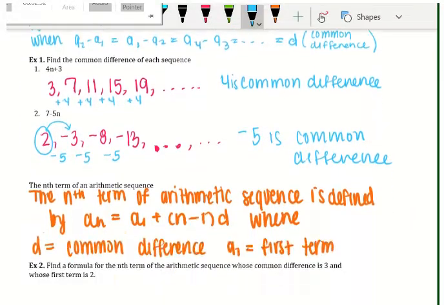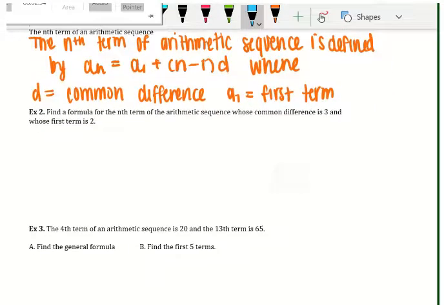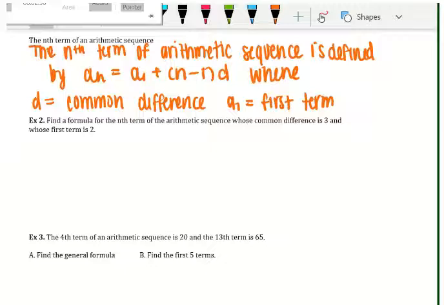All right, so next we're going to talk about the nth term of a sequence. The nth term of an arithmetic sequence is defined by an is equal to a1 plus n minus 1 times d, where d is the common difference and a1 is the first term. So this is our formula for an arithmetic sequence.